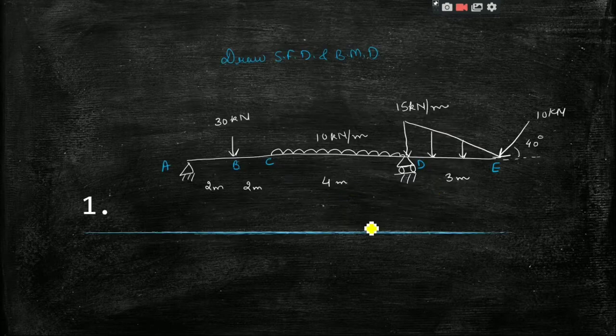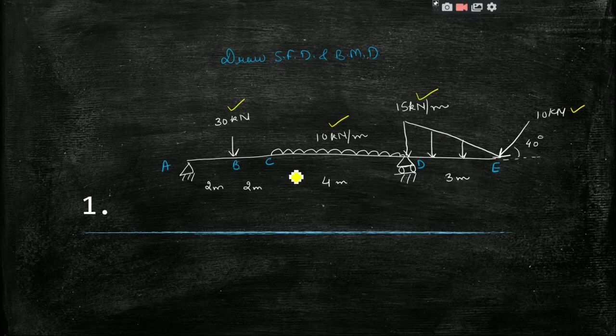In this question we have a beam which is supported at A and D, and the DE portion is like an overhang because E is not supported. So in this beam we have one point load, one UDL, one UVL and one inclined load. So this question will cover almost all types of loads. So how do we start?